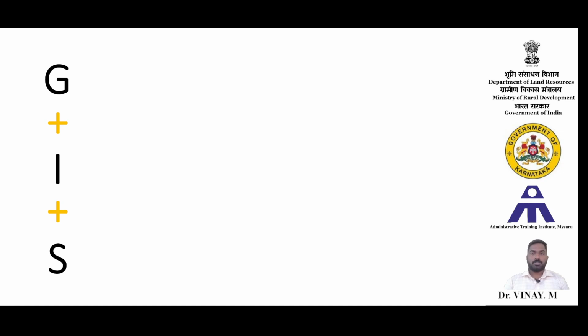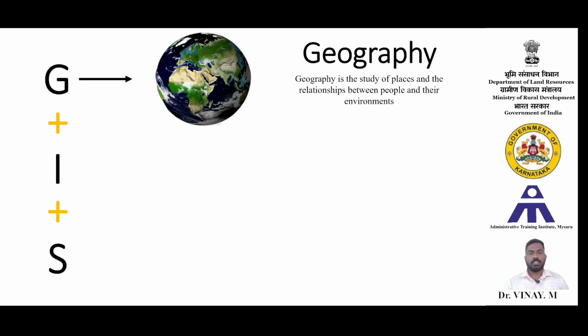Most of you have heard about the word GIS somewhere in your studies, somewhere in your professional career, somewhere in trainings or somewhere in the newspapers. So what is this GIS? GIS is a geographical information system: G stands for geography, I stands for information and S for system.